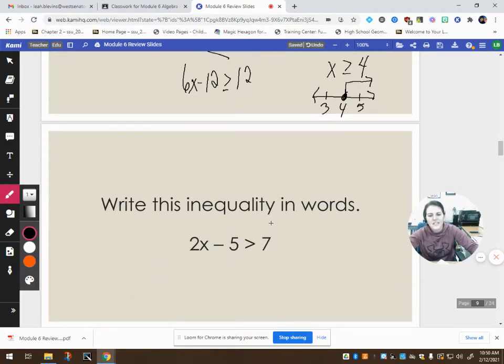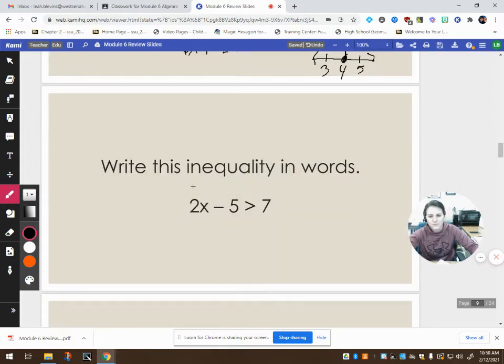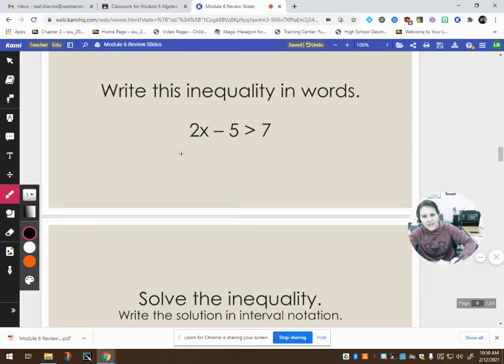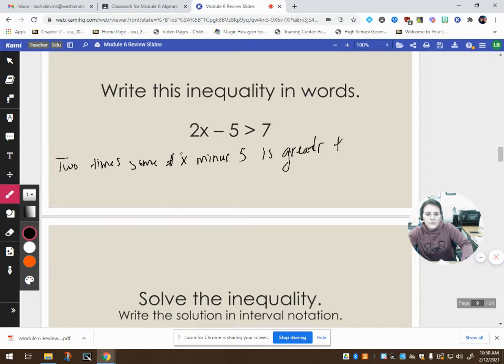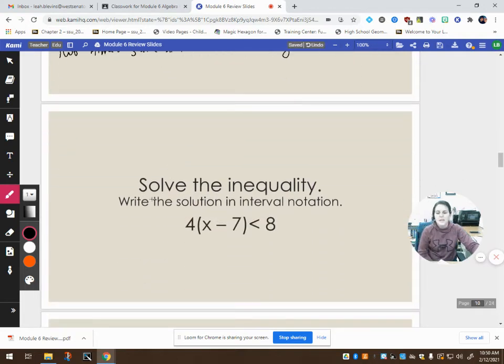Okay, now it says write this inequality in words. So we need to know, what is this saying? This is saying 2 times some number x, minus 5, or take away 5, or decreased by 5, is greater than 7. And I should probably write out the words 5 and 7, but for the sake of time, I'm not going to. Okay, so this one says to write the solution in interval notation.